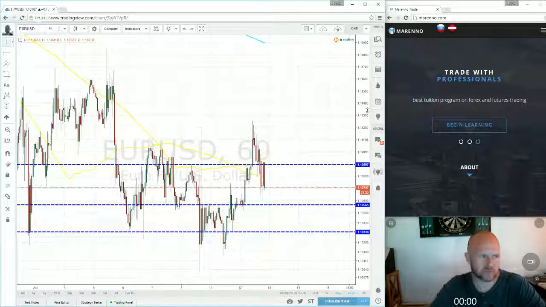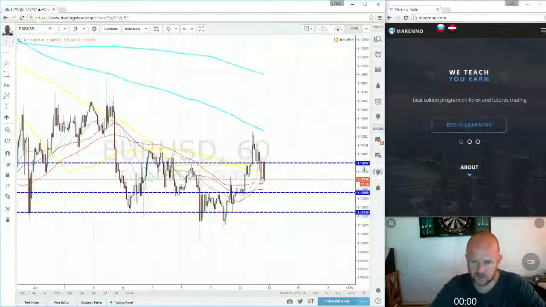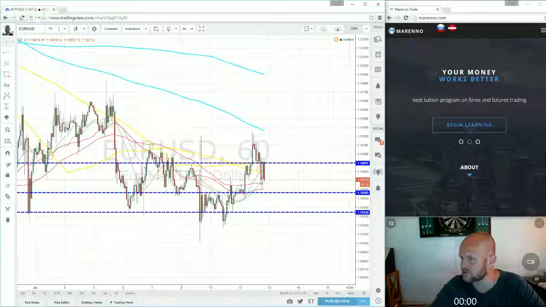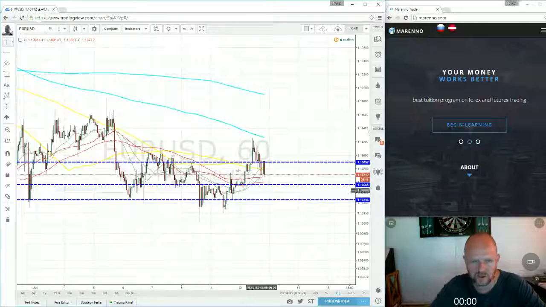And euro dollar. Back to euro dollar, as I've already told you, I do have a sell limit order at this level, 1.10897. Okay, guys, so basically that's what it is.